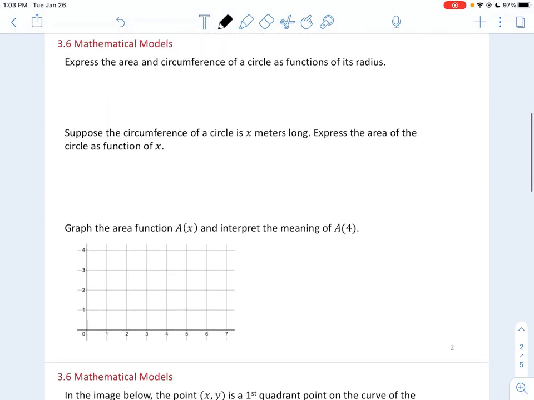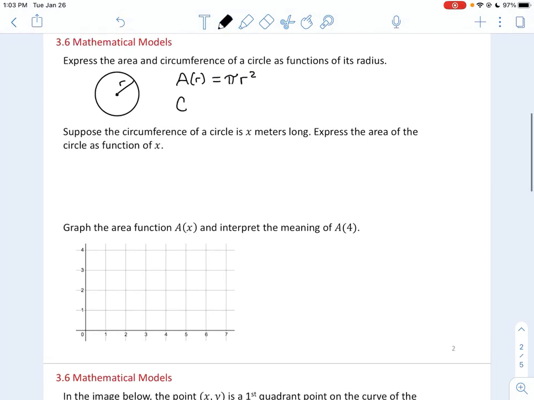Express the area and circumference of a circle as functions of its radius. If you have a circle and then it has a center, the distance from the center to any point on the circle would be its radius, and it remains constant. Area of a circle is pi times the radius squared. So you can call this a function of its radius. So if you want to go more formal notation with function, you say A of r. A of r equals pi r squared.